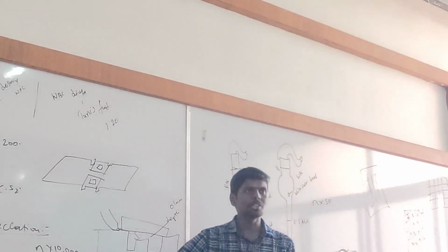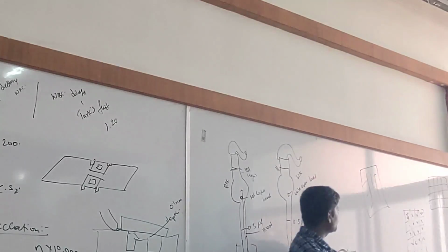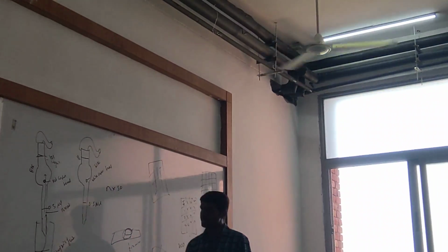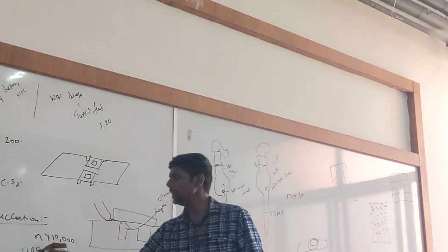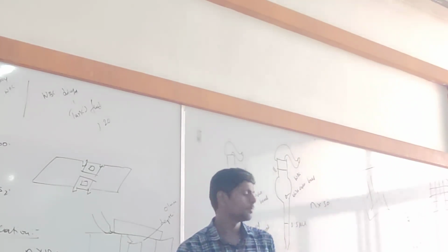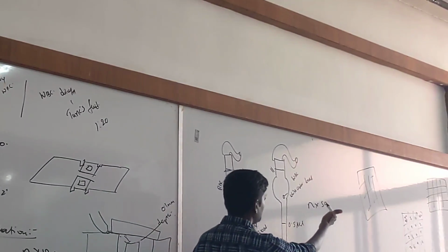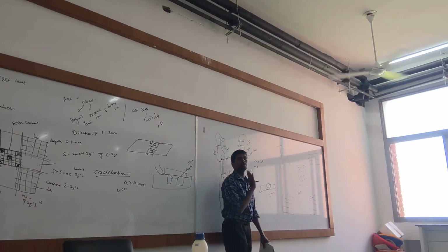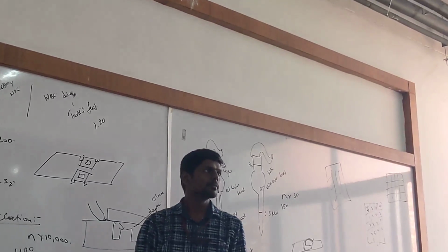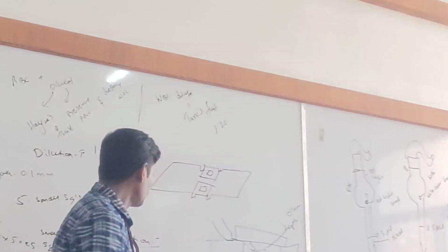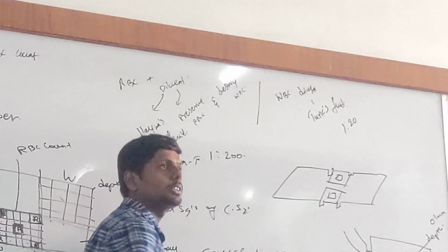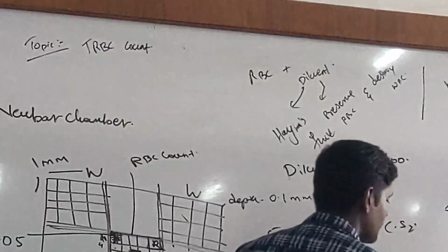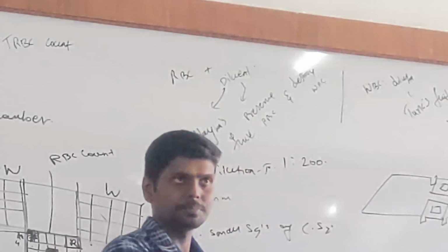So what is this n into 10,000? Simple: maybe the sum is around 400, 400 into 10,000 will be your RBC count. Here n into 50: maybe the total sum was around 150, 150 into 50, that will be the WBC count. So you might ask me, what is this 10,000? How did we get this 10,000 value? That is where the calculation comes from. The calculation for RBC count.